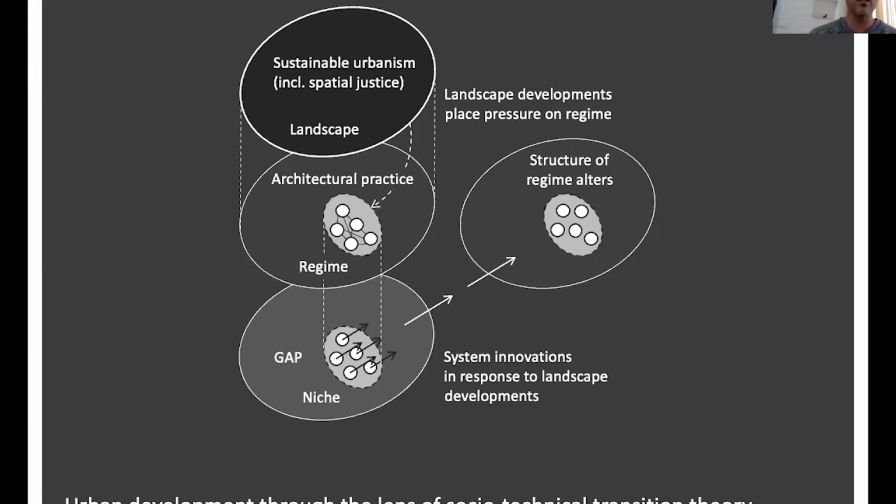Then moving one level down to the meso level, or the level of the regime, one can posit that architectural practice operates on this level. And then lastly, at the lower level, the level of the niche, is what I term grounded architectural practice, a niche innovation which has an impact on the regime. And then one has system innovations that respond to these landscape developments. So grounded architectural practice at the level of the niche can be understood as a system innovation that then alters the structure of the regime of architectural practice as it responds to landscape developments.